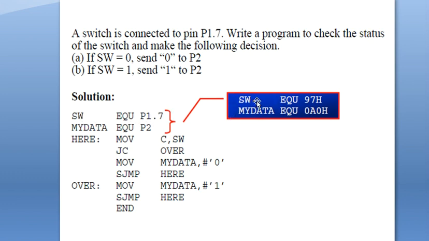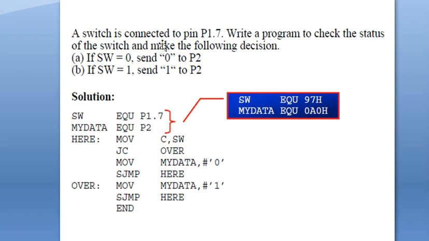Here P1.7 has its address, which is 97h, and P2 has an address 80h, right? So these are the addresses of the particular pins where the data is going to be obtained. So MOV C, SW means P1.7's data, whatever it is, 0 or 1, will be loaded to the carry flag. Then JC over: if the carry is 1, it will jump to here.